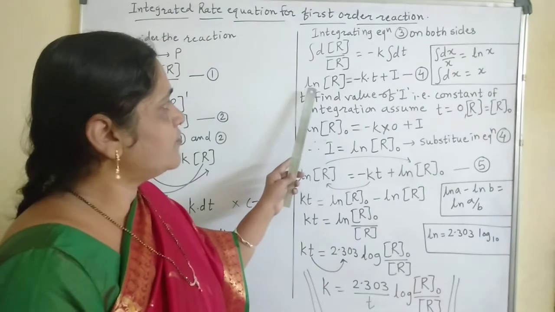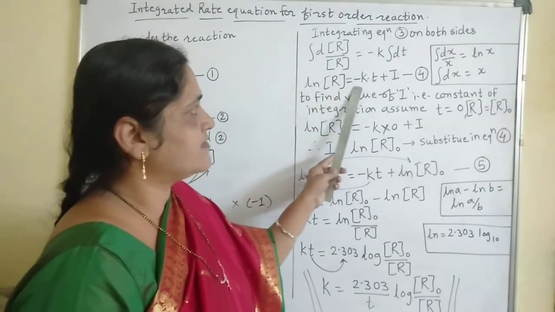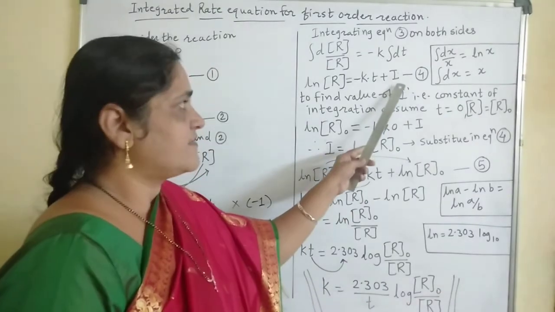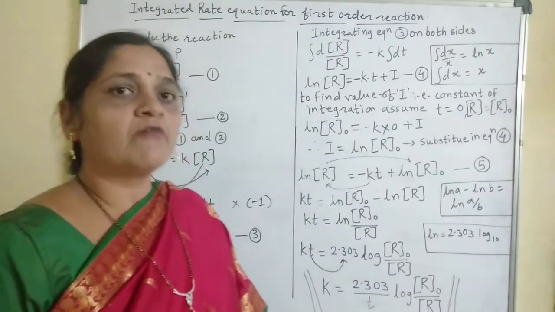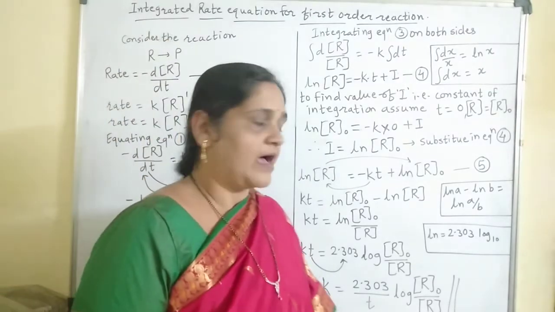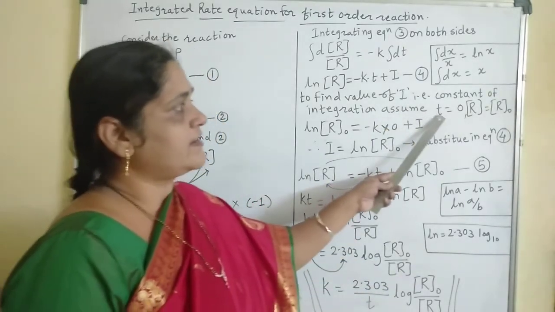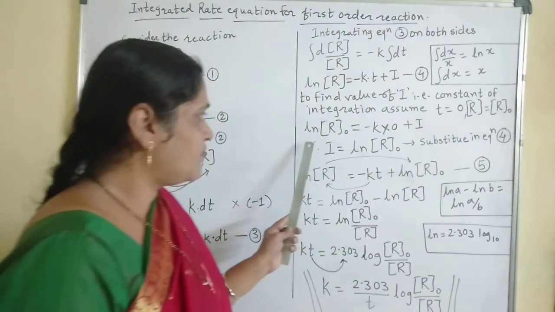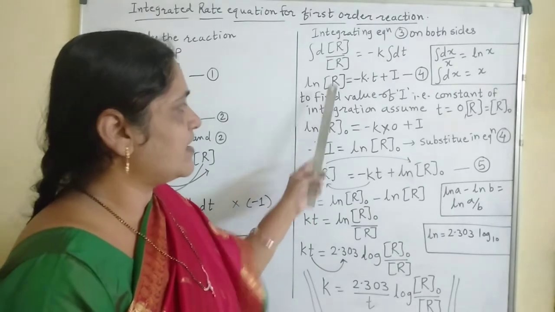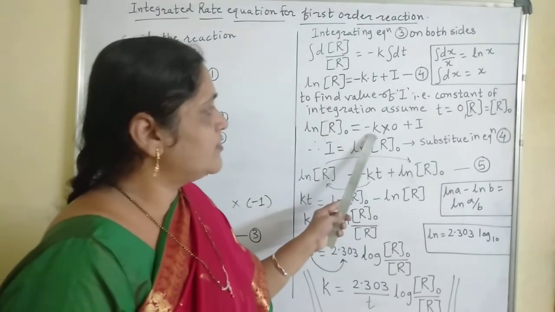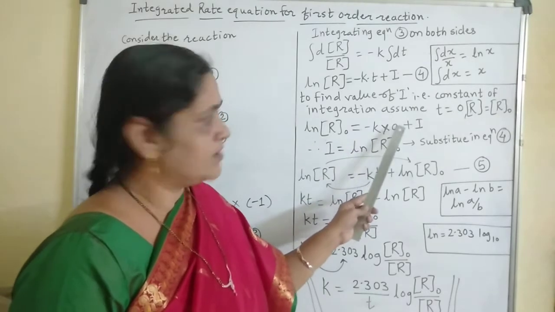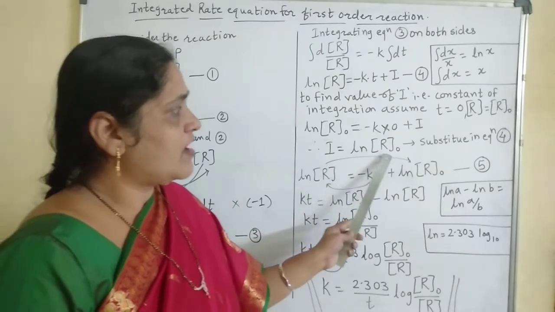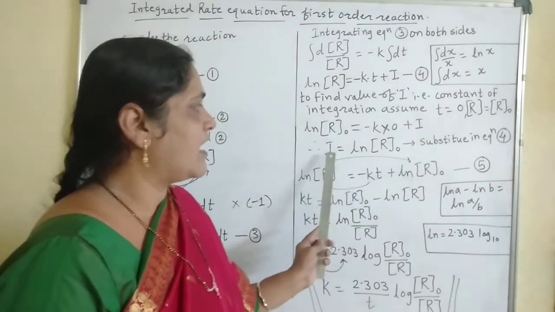Thus in equation 4 we have ln [R] is equal to minus k into t plus I. This I is the constant of integration, and now we have to find its value. We assume that at t is equal to 0, the concentration of R is equal to [R]0. Therefore ln [R]0 is equal to minus k into 0 plus I. So I is equal to ln [R]0. This is the value of I we have got.